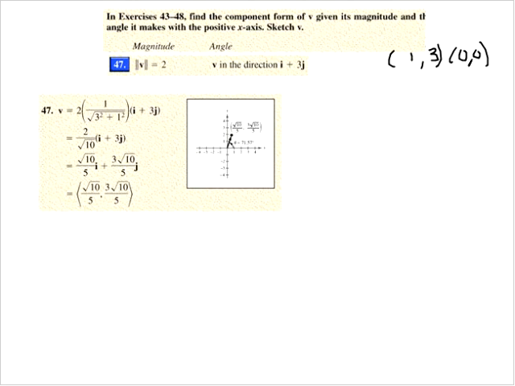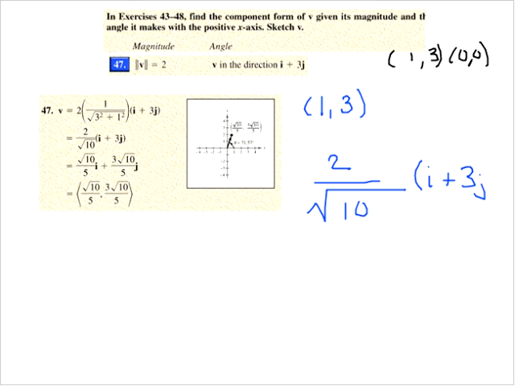Okay, find the component form of v given its magnitude and the angle it makes with the positive x-axis. Sketch v. We have this direction of i plus 3j, which is really like your point 1, 3. Okay, so we're thinking of it that way. Let's find the actual vector here. So we're multiplying by the magnitude. So 2 over the square root of 1 squared plus 3 squared, so that's 10. And you have your i plus 3j, your direction.